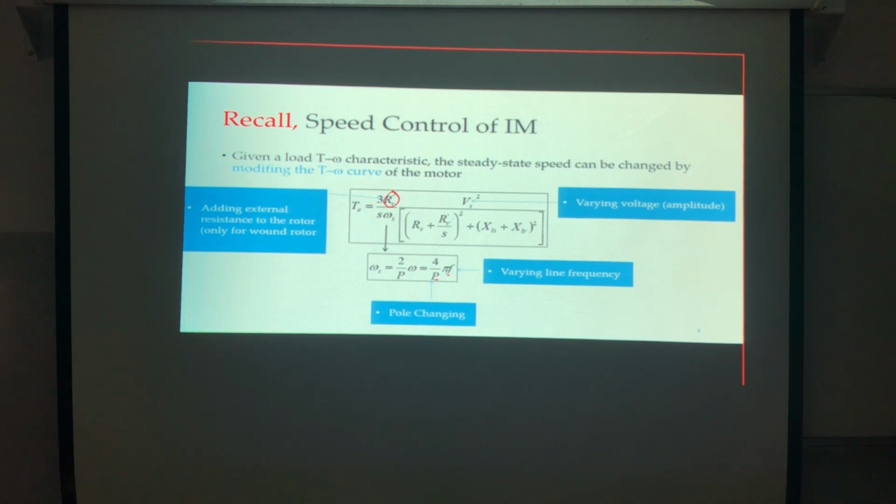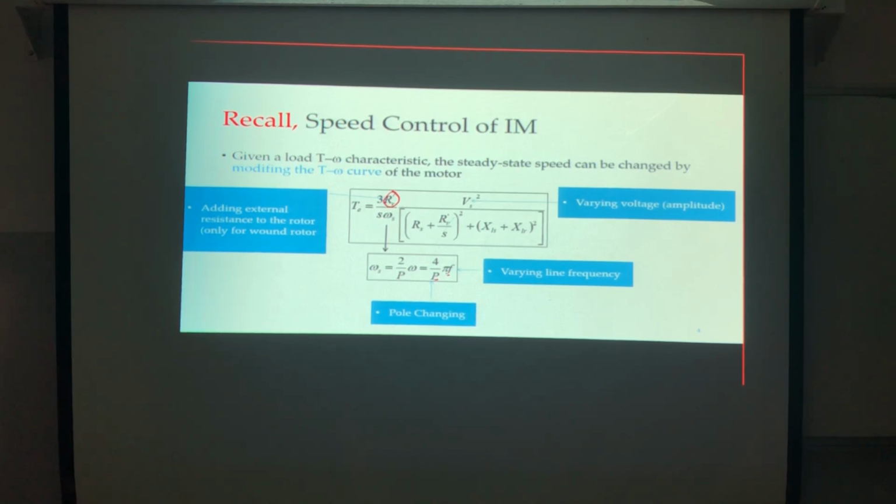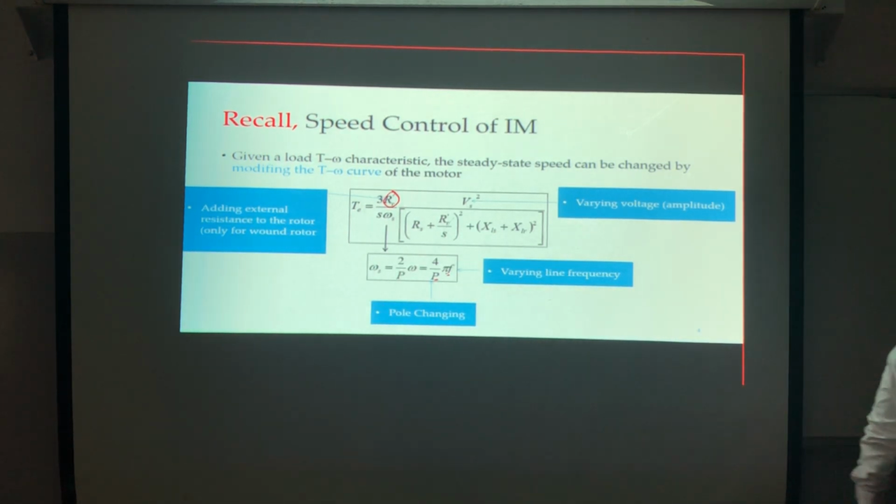So we need an inverter in order to change the frequency. For varying the voltage, although I can use a transformer, no one will use a transformer because you need a human to change it. I need also power electronics in order to change the voltage. For the external resistance, this option is only valid for the wound rotor.